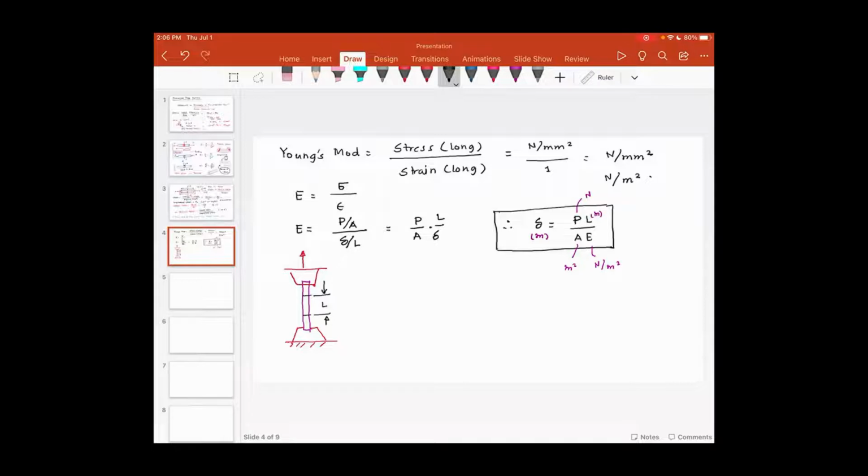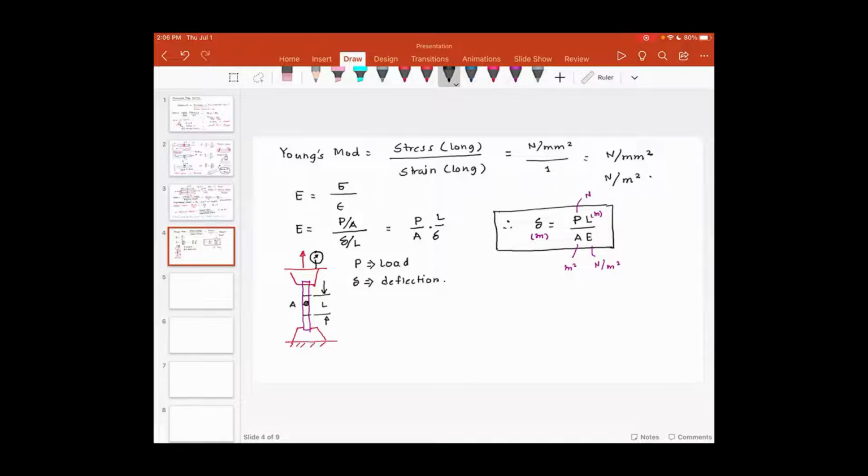And what we are going to do is we are going to measure two things. We are going to measure the load. So imagine that we have a load cell, and we are going to measure deflection. And if this rod is maybe circular, we probably already know the area, so we know the area.